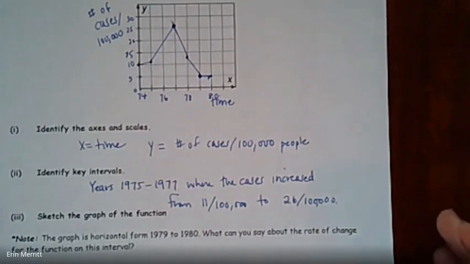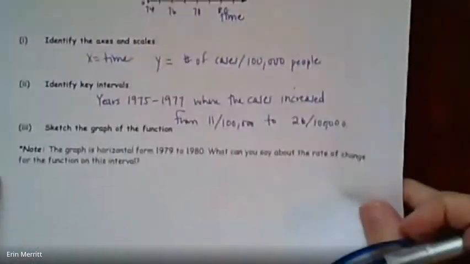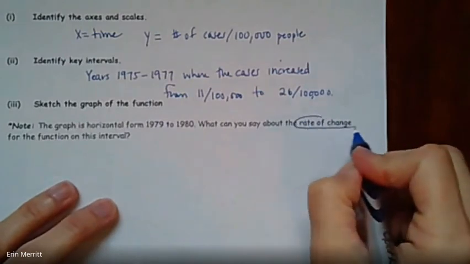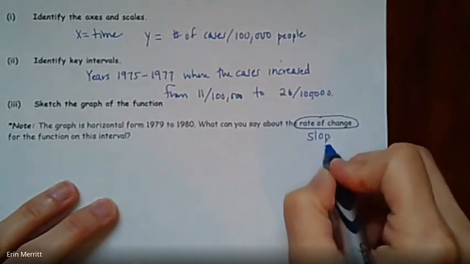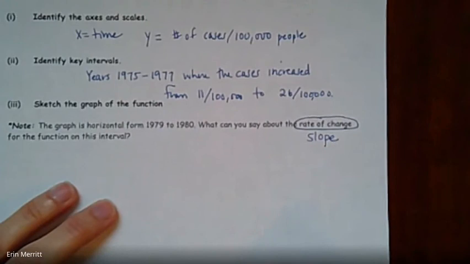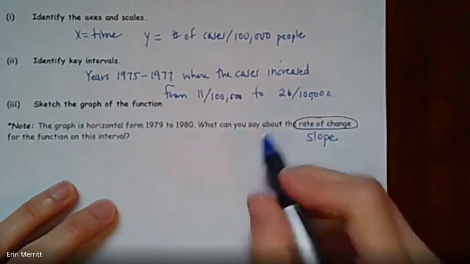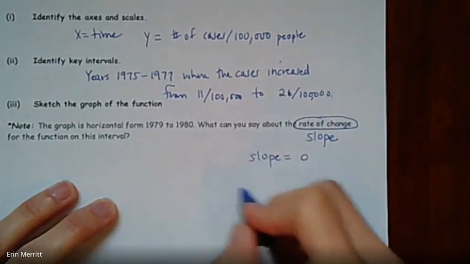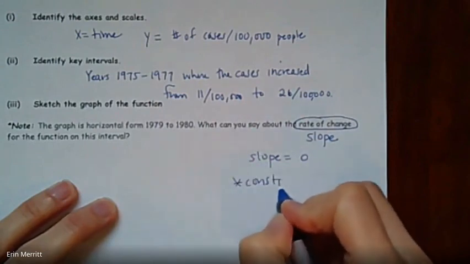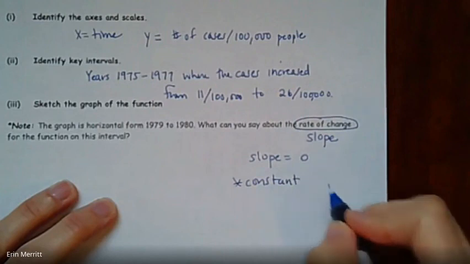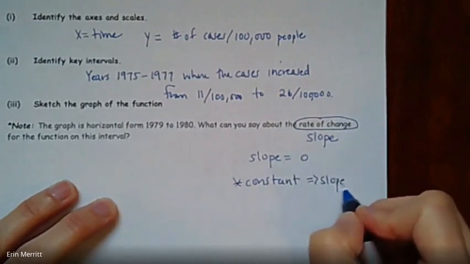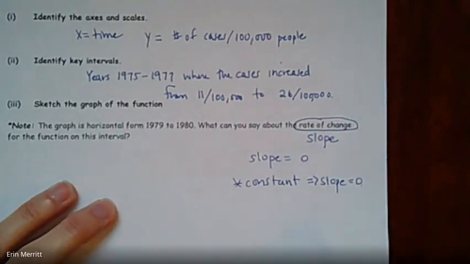All right. And then the last part, it says the graph is horizontal from 79 to 80. What can you say about the rate of change? Well, remember, rate of change is just talking about the slope. And so if it ends up as a horizontal line, the slope is essentially 0 there. So anytime that you have a constant, that means that it's not changing at all, and therefore the slope is 0. So hopefully it makes sense, the comparison of those two things.